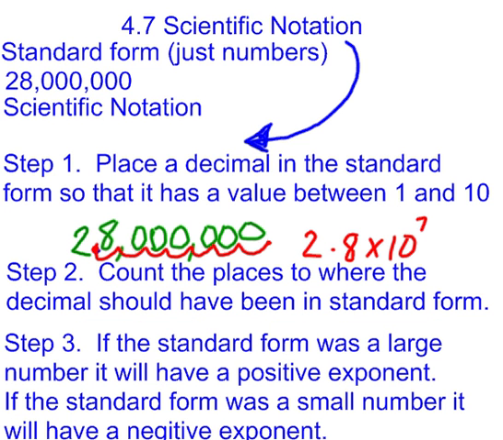And step 3 says, if the standard form was a large number, it will have a positive exponent. If the standard form was a small number, it will have a negative exponent. So in this case, 28 million is a very large number, so our exponent will be positive, and so our answer is correct at 2.8 times 10 to the 7th. Please make sure you have these 3 steps in your notebook.